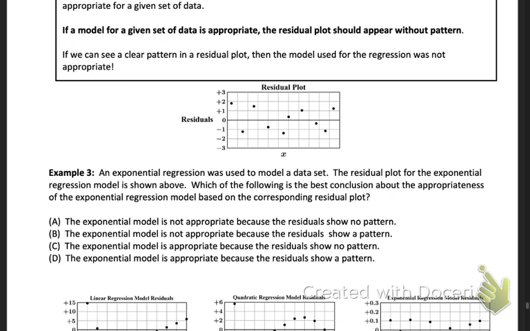I'd read through all of the choices, but we can see that A is going to be the right answer. It's not an appropriate model because, I'm so sorry, that is incorrect. It is an appropriate model. The model is appropriate because the residuals have no pattern. No pattern means good, okay? If my residuals follow a pattern, that means there was a pattern in the original data that I didn't see. So that's why we're looking for no pattern.